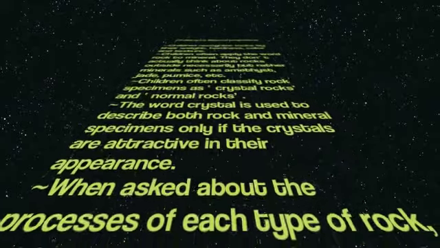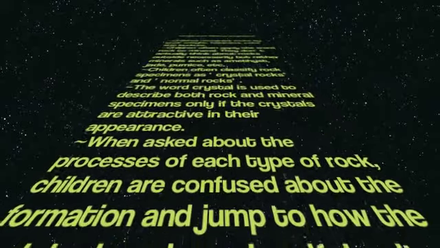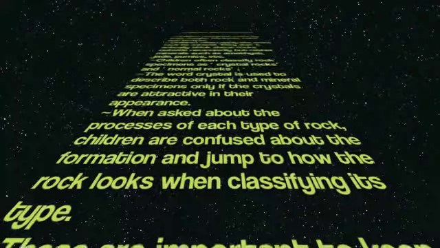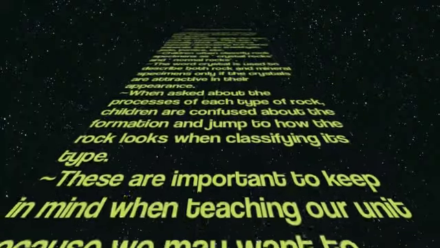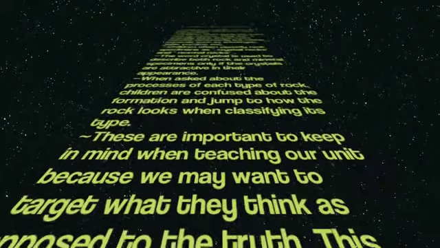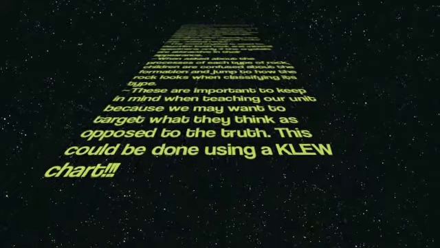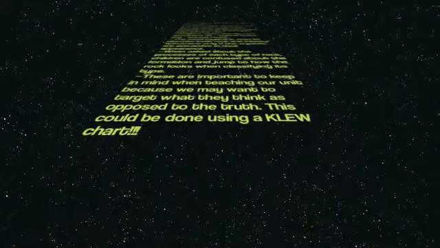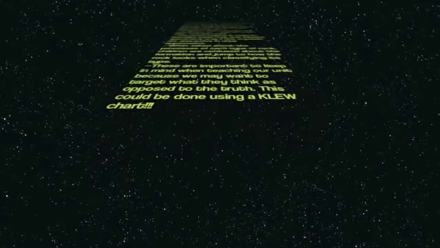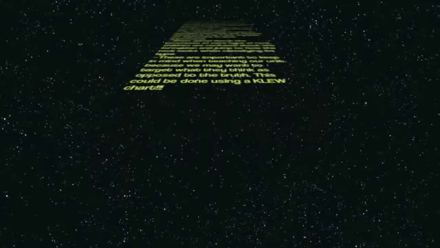The word crystal is used to describe both rock and mineral specimens only if the crystals are attractive in their appearance. When asked about the processes of each type of rock, children are confused about the formation and jump right to how the rock looks when classifying its type. These are important to keep in mind when teaching our unit because we want to focus on what they think as opposed to the truth. This could be done using a clue chart.